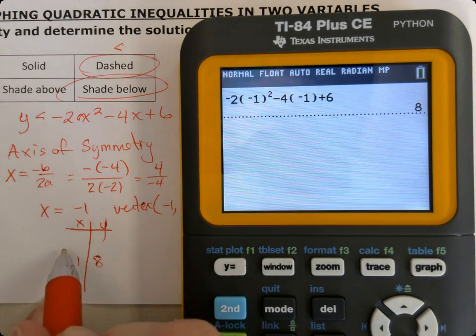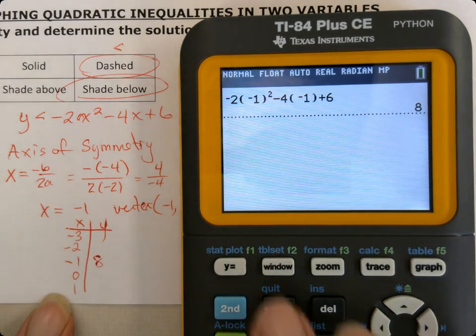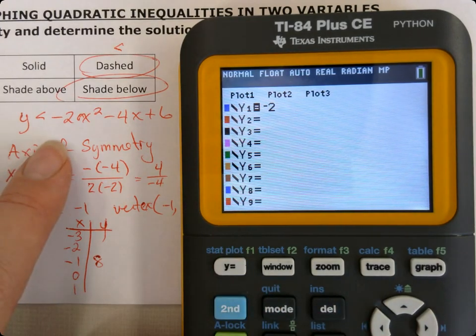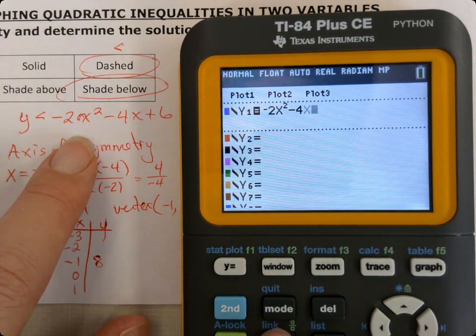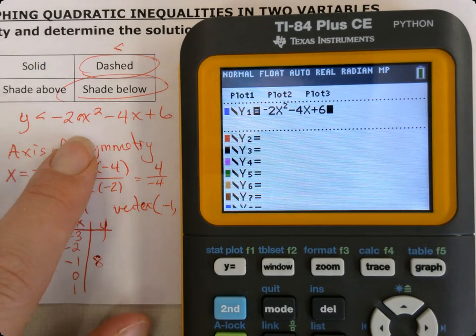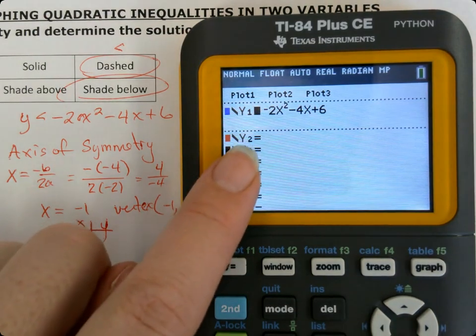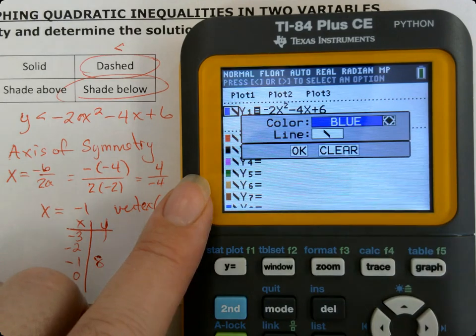Then remember, you're going to pick values below and values above. Now, the other thing you could do is go to your y equals key, type in the original formula, -2 times x squared minus 4x plus 6. Now, once I have this in, if you really want to be specific, see how I have an equal sign there? That's going to stay.